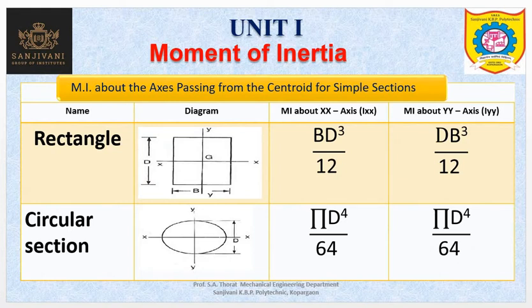Now for the circular section, the centroid lies at the center, and the radial distance of the area is equal in all directions. So the moment of inertia about the x axis and y axis are the same, pi d raised to 4 divided by 64, where d is the diameter of the circle.